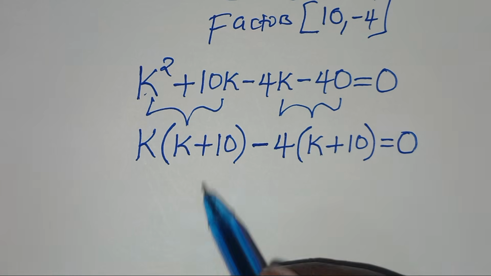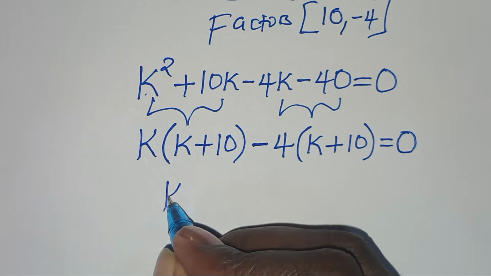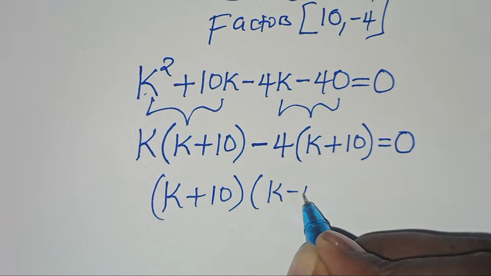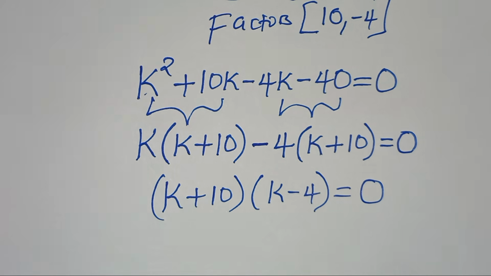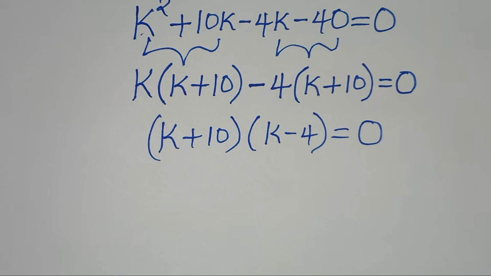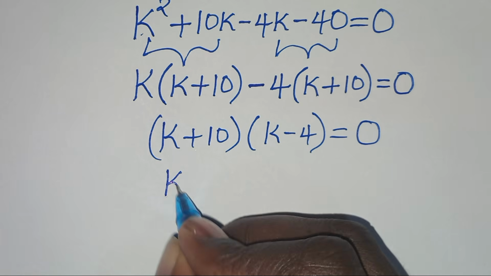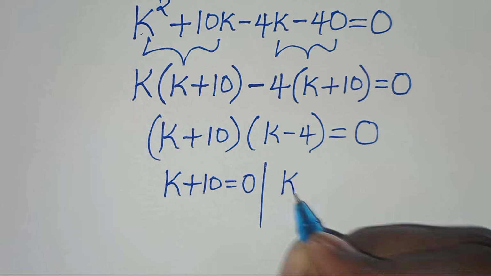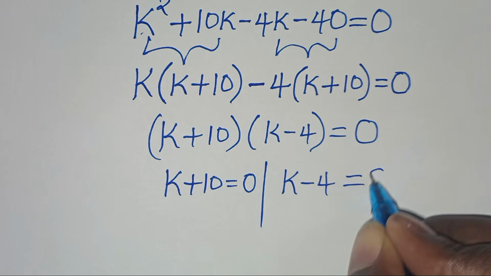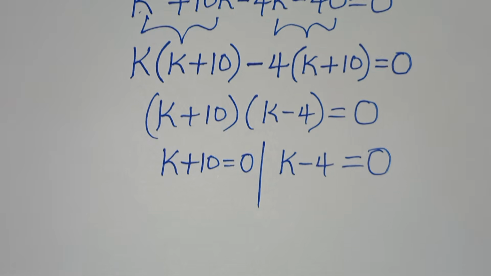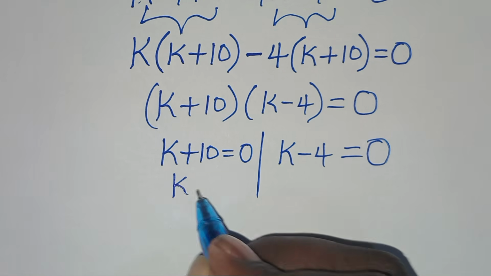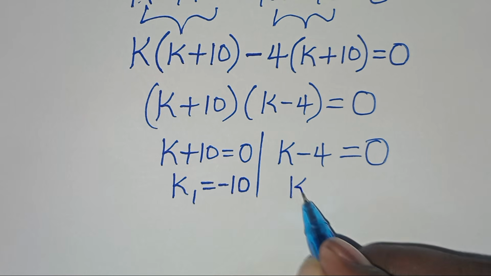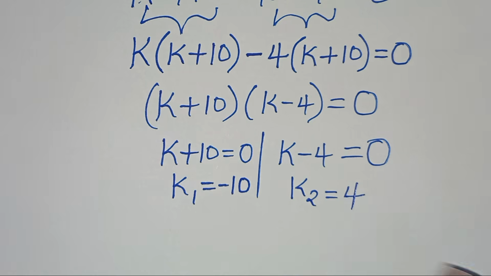So we have that k plus 10 is common. We factor out k plus 10. Then we have k subtract 4, and this is equal to 0. So we have got two parts here. We have k plus 10 equal to 0, then we have k subtract 4 equal to 0. This means that we have k1 equal to negative 10, and we have k2 equal to 4.